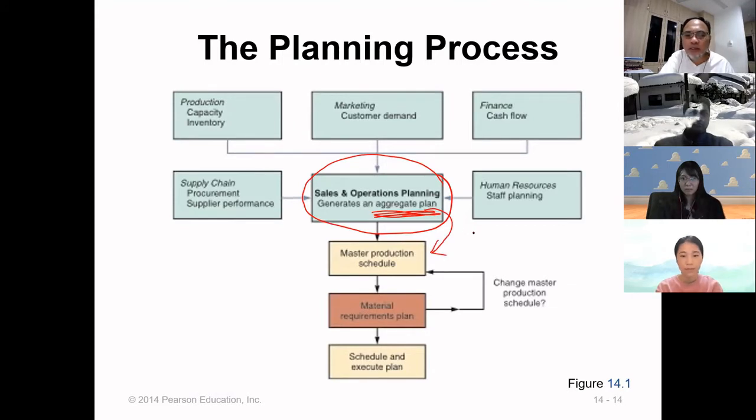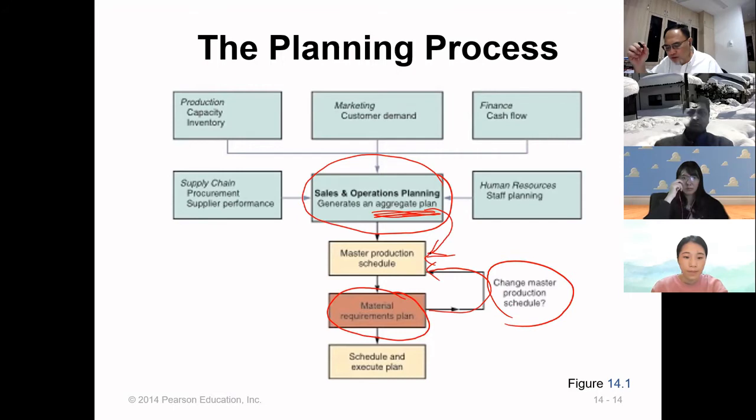So the master production schedule has the quantity required for a certain period. From here, you develop your MRP, Material Requirements Plan. It is iterative. You can change your master production schedule, but if you change it too often, it will be costly to your organization. You cannot be changing your schedule every day. It's going to be very tedious.